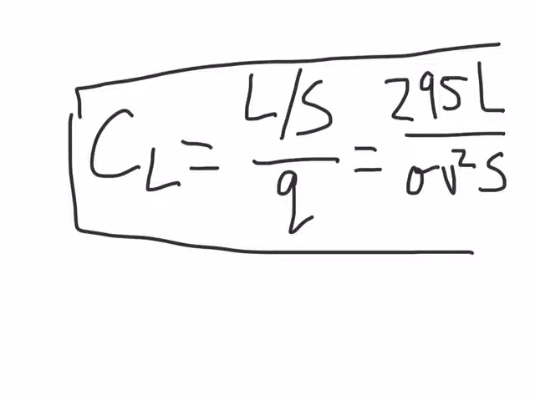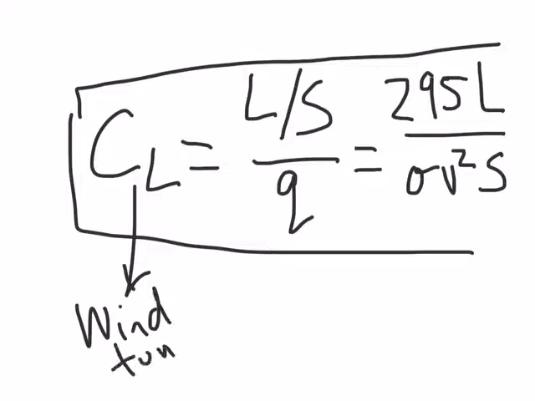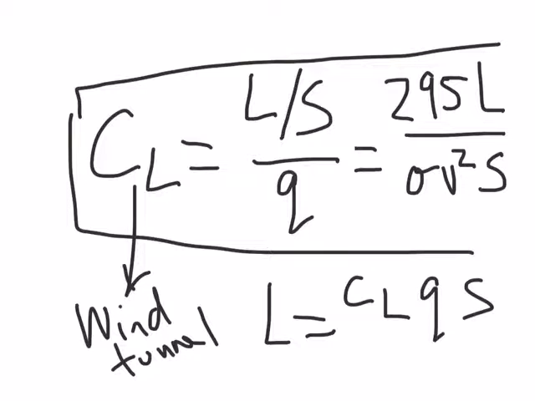A lot of times you'll see coefficient of lift. We don't do calculations for these. We will get coefficient of lift from airfoils out of wind tunnels. This would be wind tunnel data, and we'll use that to calculate lift. So using the equation that we wrote before, lift equals CL times dynamic pressure times surface area.